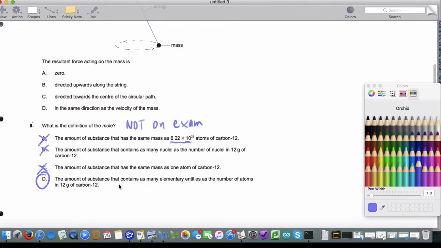So let's be really clear. This is the amount of substance that contains as many elementary entities. In other words, it contains as many things. Objects. I like how they call it elementary entities. Come on. Elementary means basic, and entity means thing. They're just overcomplicating it. There's a number of atoms in 12 grams of carbon-12. See, 12 grams I can measure out carefully. Carbon-12 I can determine the isotope. So really choice D is the choice to measure moles with. And it turns out that this happens to equal about 6.02 times 10 to the 23rd.